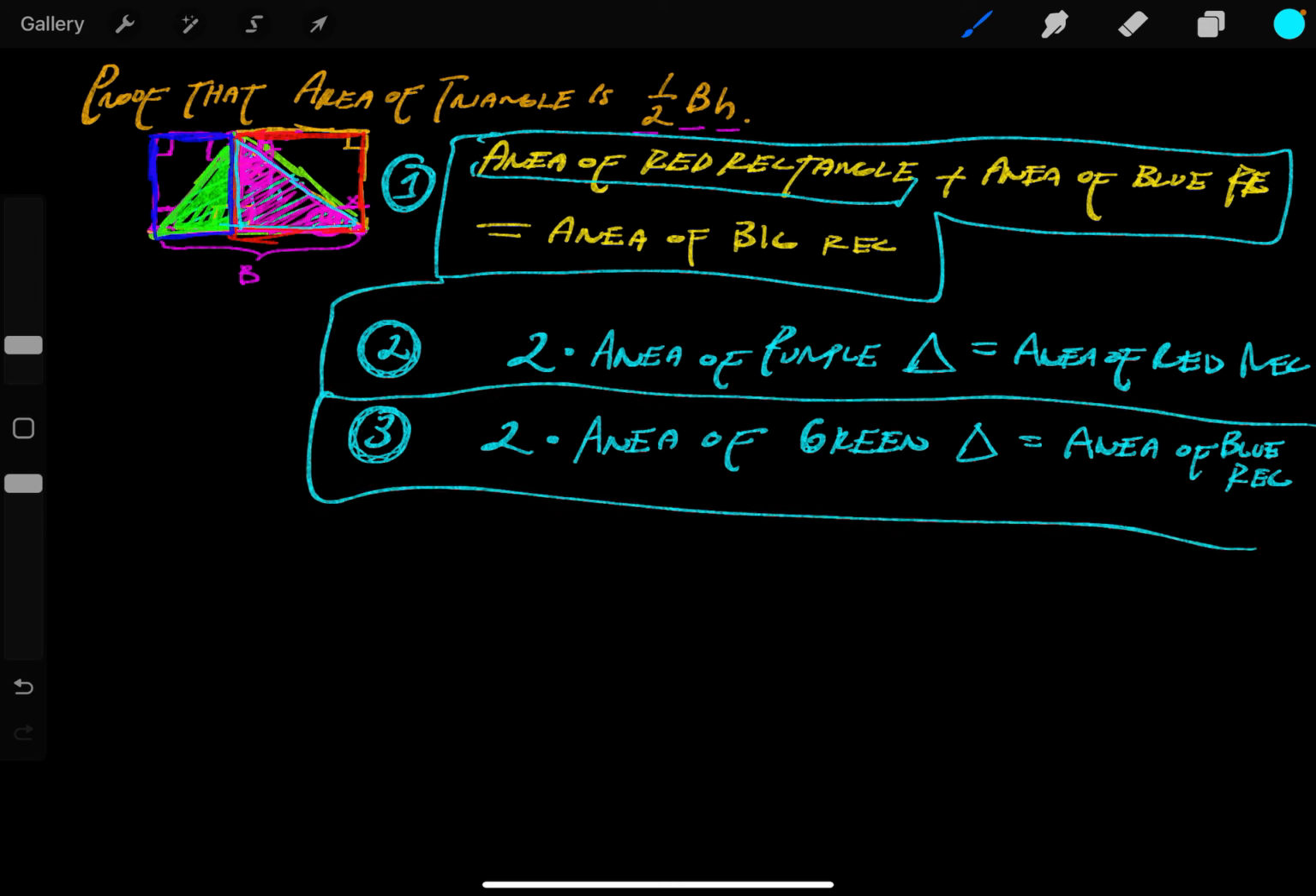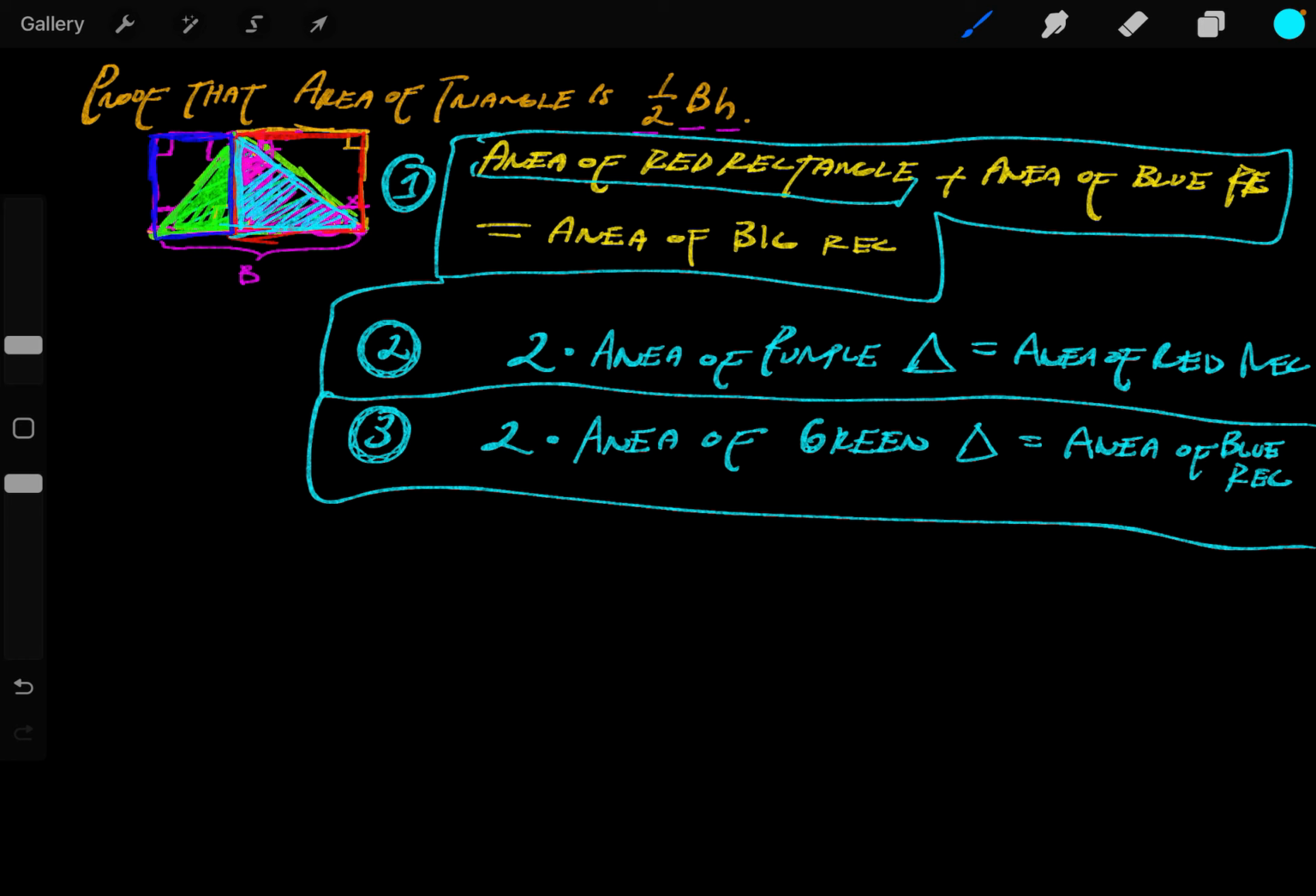Let's just convince ourselves of all 3 of these again. Well, the area of the red plus the area of the blue is clearly the area of the whole thing, right? The area of this plus the area of this is the area of the entire rectangle. That's obvious. Now, why is it that 2 times the area of the purple triangle is the area of the red rectangle? Well, the red rectangle was made by doubling this triangle.